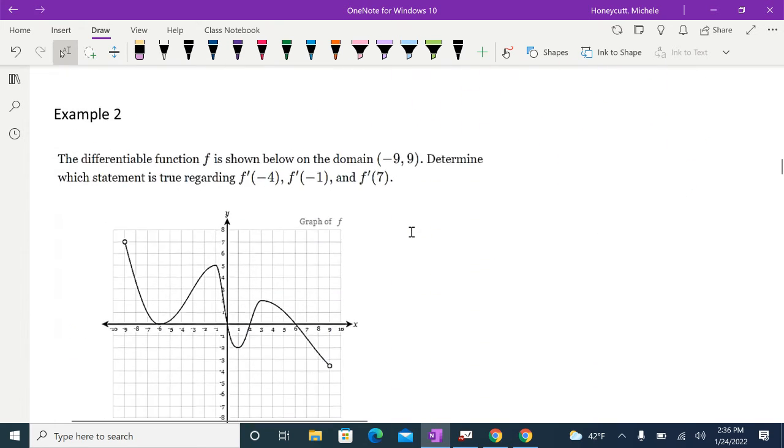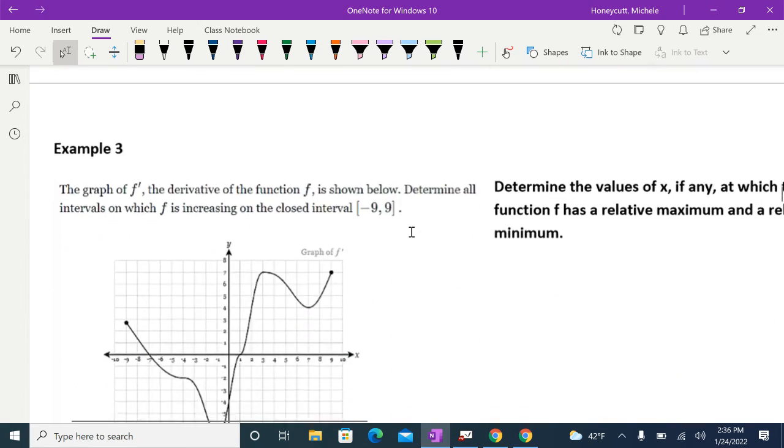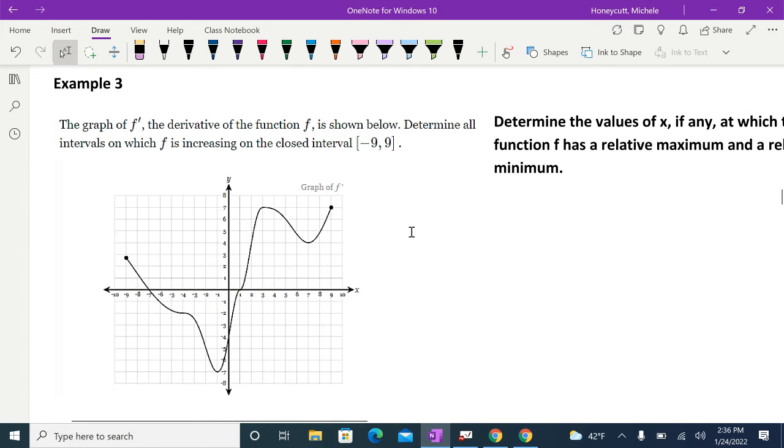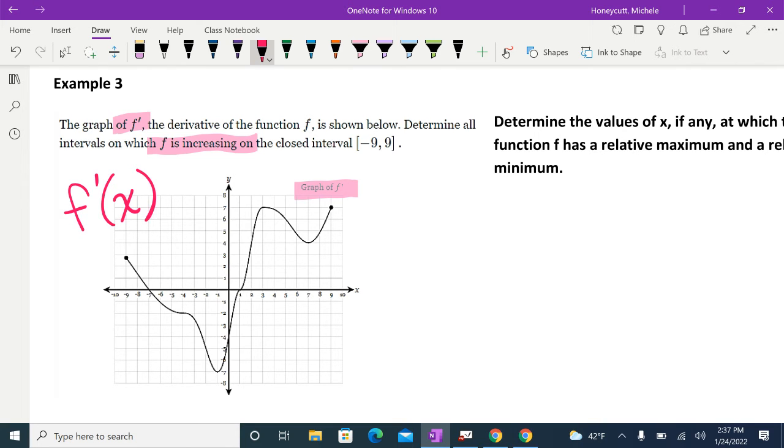Okay, now we're going to skip down to example 3. Example 3 gives me a graph, and I notice this is the graph of f prime. I have the graph of f prime, and I want to find out where f is increasing. But I don't have the graph of f, I have the graph of f prime. So I have to figure out, what's f prime doing when f is increasing?